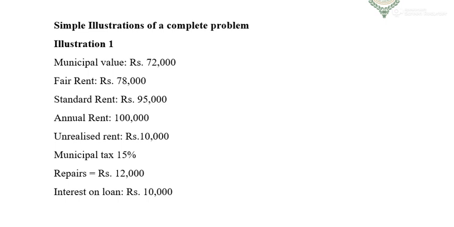Now, listen very carefully: interest on loan is deductible if the loan is taken for repair. But here repairs has been given as an expense, and this repair will not be allowed as deduction. Interest on loan will be allowed as deduction, not the repairs part. All right. Now let's move on to the sums. The first step is the calculation of gross annual value.